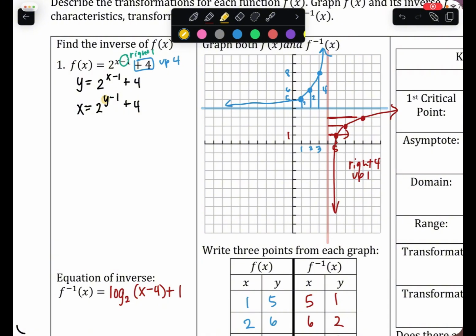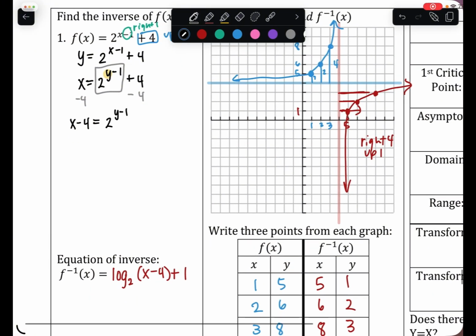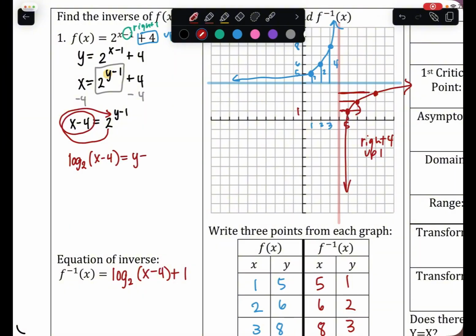So here's y up in the exponent. And so our first step is to isolate the exponential expression. And so I need to subtract 4 from both sides, which would give me x minus 4 equals 2 to the y minus 1. Now that I've isolated, I have a base, I have an exponent, and I have an answer. That tells me I'm ready to convert. It's base 2 of x minus 4 equals y minus 1. So log base 2 of the x minus 4 equals y minus 1.